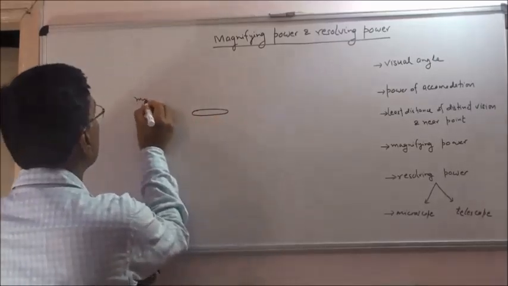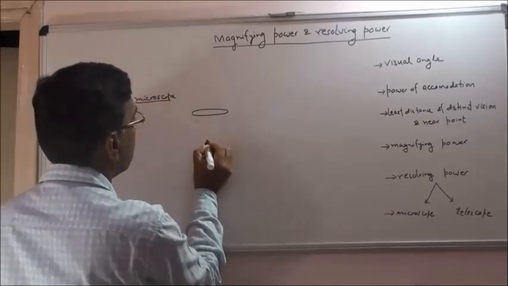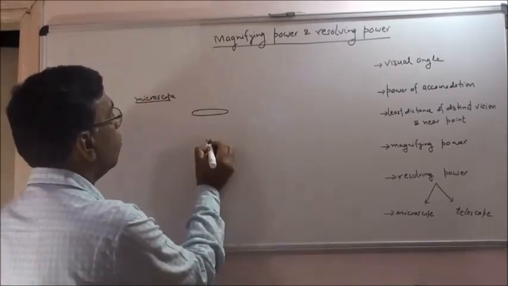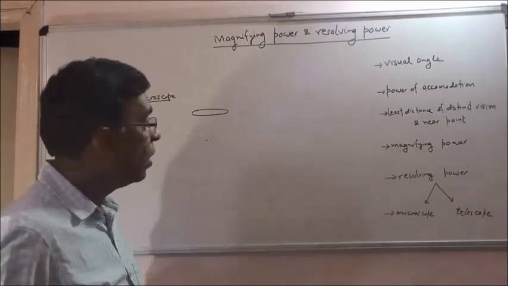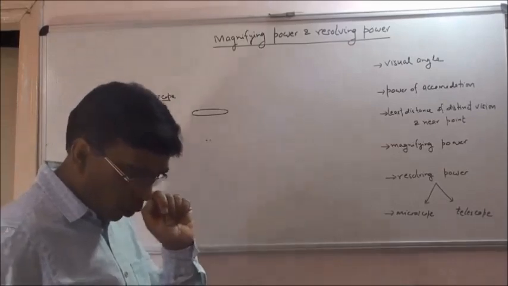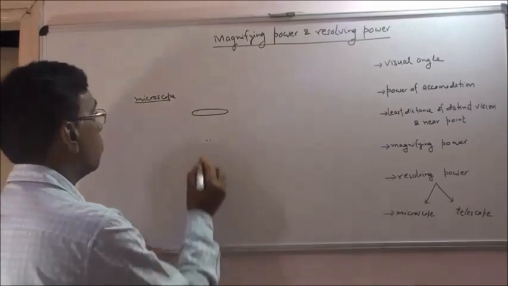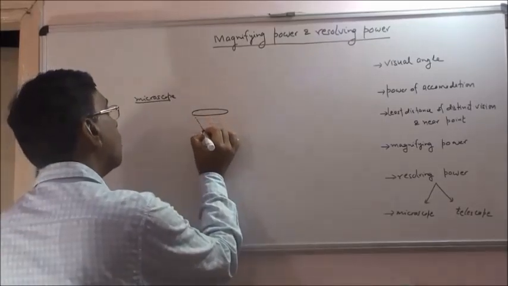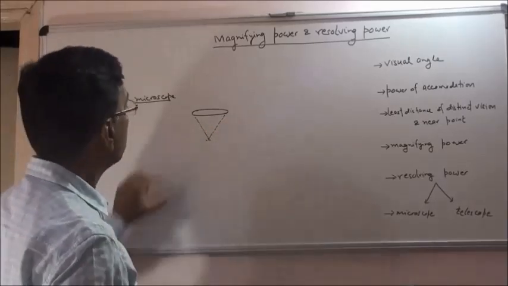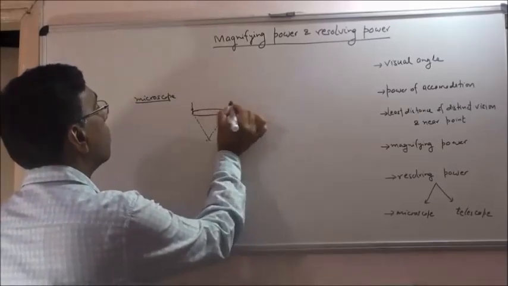For a microscope, I take now two objects which are very close, and we are using a microscope to see these objects. This is the objective of the microscope. I have drawn this. So this is the focal length. Now the rays become parallel.